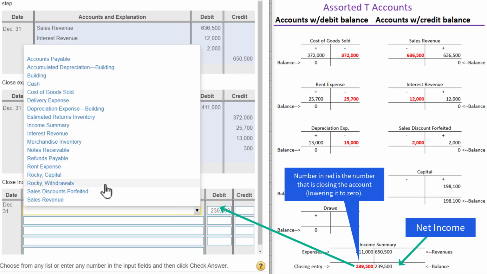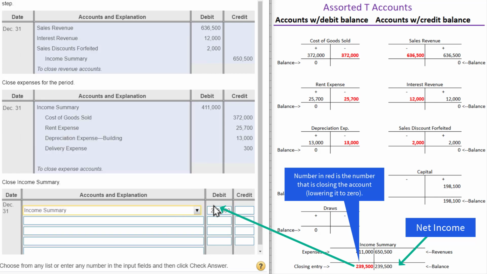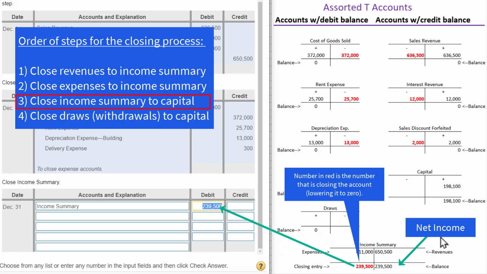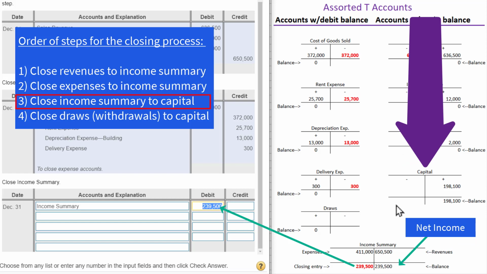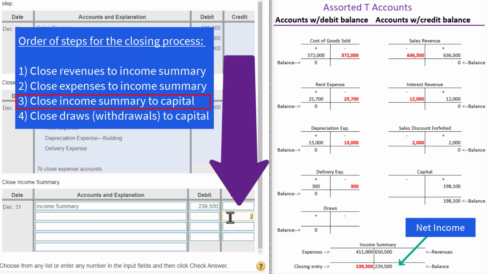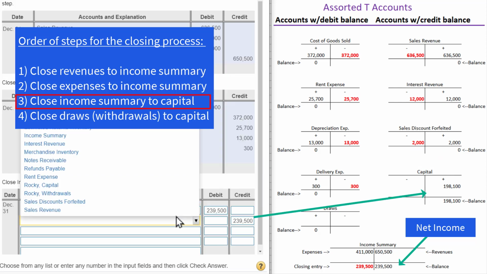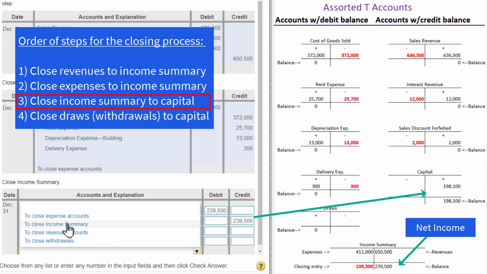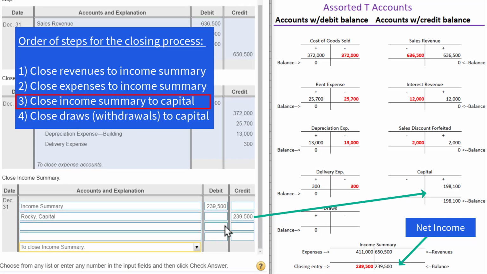Oops, I screwed that up. Come back, income summary. All right, so where do we close income summary? Net income affects what account? Net income increases capital. So I need to put 239,500 in capital. Where is it? There it is, Rocky, comma, capital. And we close the income summary.